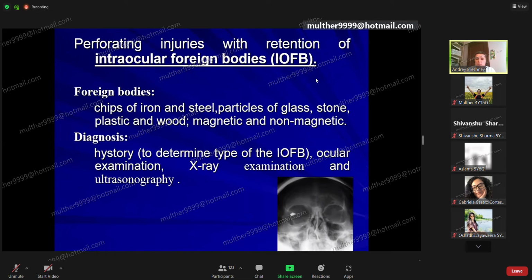Here you see one example of X-ray examination, and we can see in the projection of the orbit the presence of a foreign body, but we can't say due to this one picture, we can't make a conclusion about the position of the foreign body. Is it in the orbit, or maybe in front of the orbit on the surface of the eyelid, or behind the orbit in the brain, and it's neurosurgical but not ophthalmological pathology. So it depends.